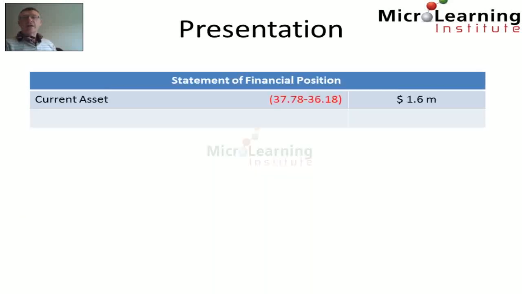So in the statement of financial position, we recognize a current asset, and the current asset is the amount that's receivable in the next accounting period, that's 1.6 million. And we also recognize a non-current asset, which is the remaining amount once the 1.6 million has been received.